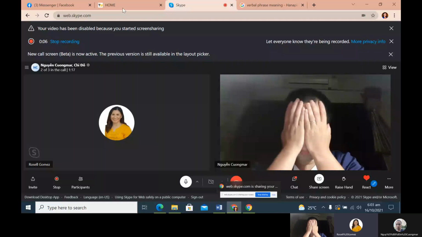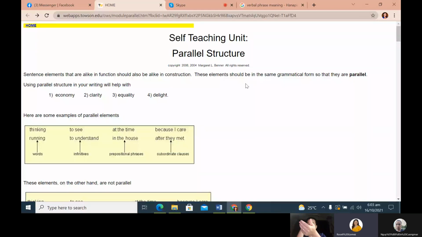Okay. Now let's go back to our topic. Do you see our topic this morning is about parallel structure? Have you heard this before when you were a student? No, I never heard before. Okay, so let me teach you about parallel structure because this is very important also to master in learning English grammar.